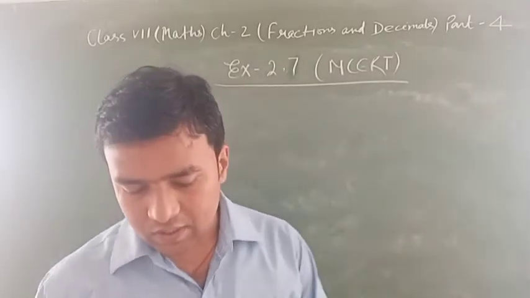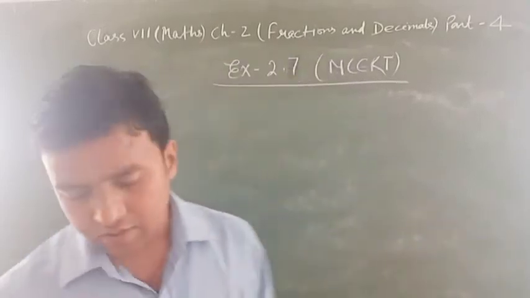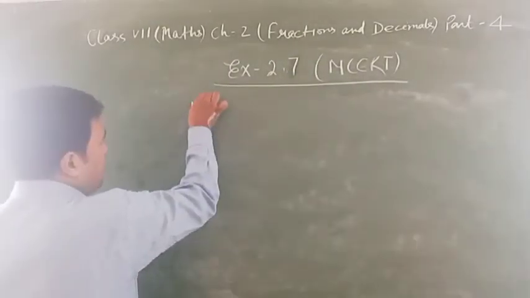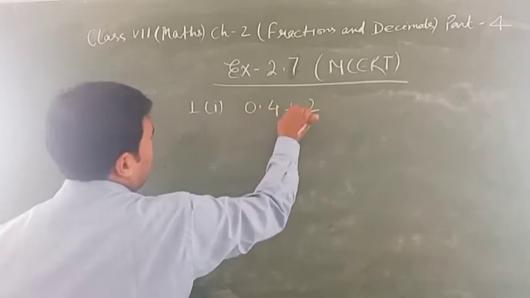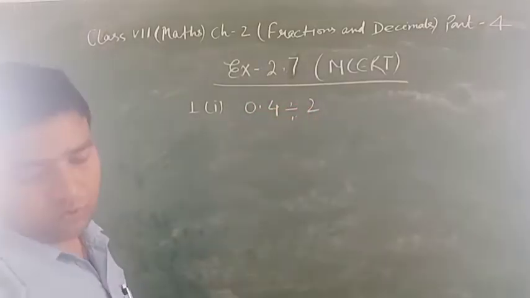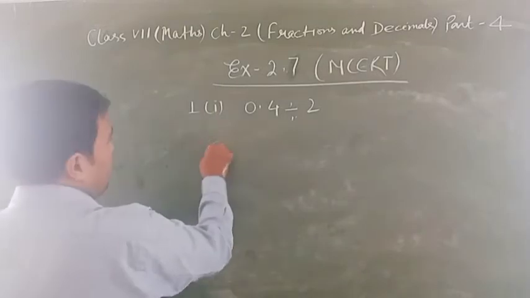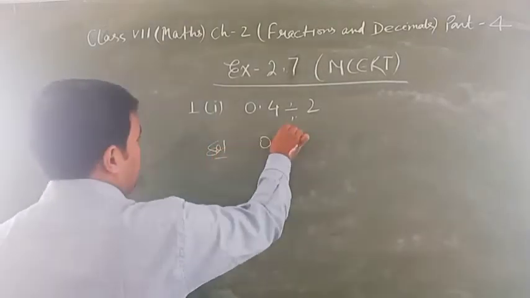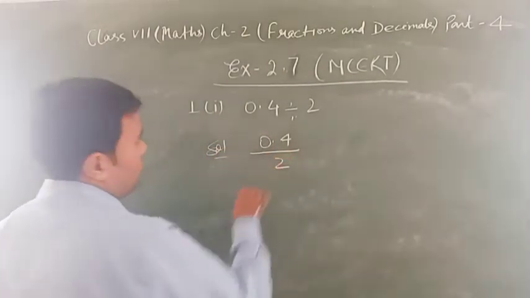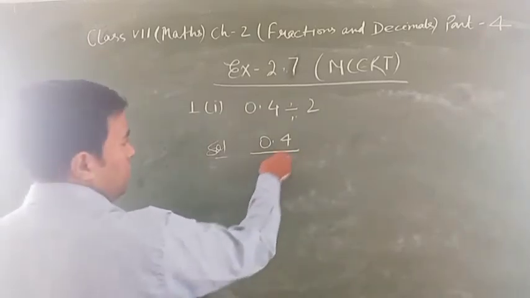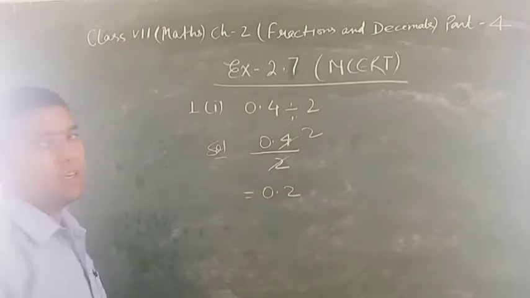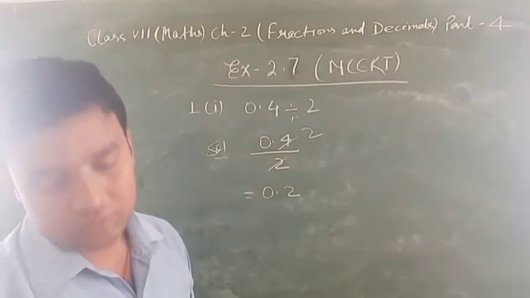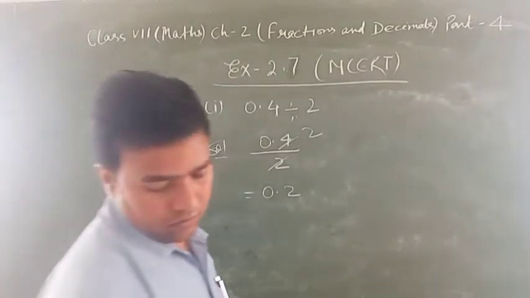In exercise 2.7, division. First one, 0.4 divided by 2. 0.4 divided by 2 means 0.4 upon 2, which means 2 into 4. 0.2 is the answer. Clear?